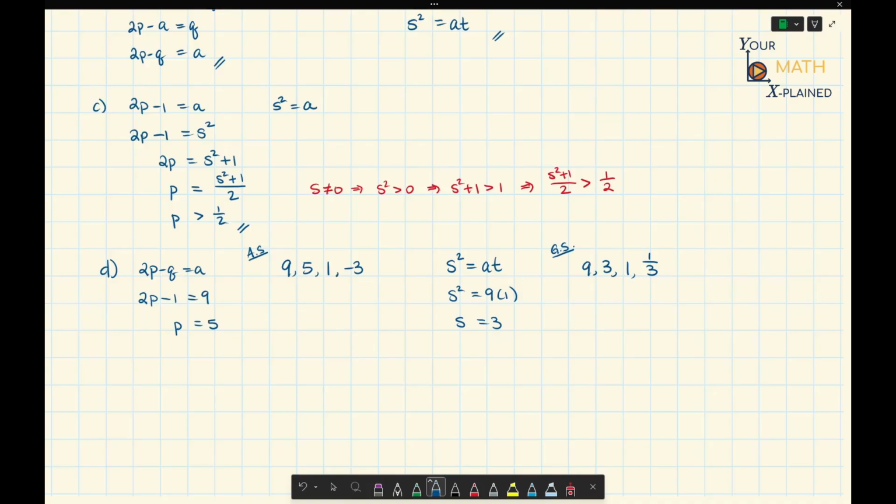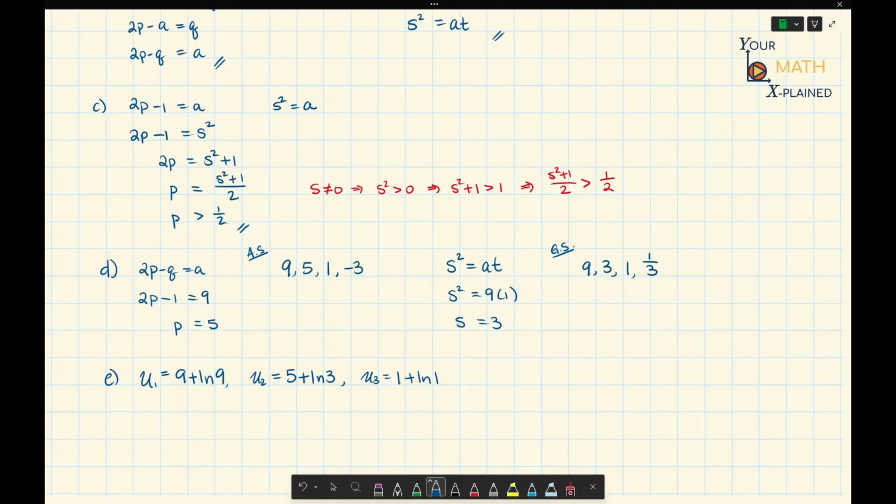And now finally, part E says that the arithmetic and the geometric sequence are used to form a new arithmetic sequence. We're given that the first term, u sub 1, is equal to 9 plus ln of 9. Our second term, u sub 2, is equal to 5 plus ln of 3. And the third term, u sub 3, is equal to 1 plus ln of 1.